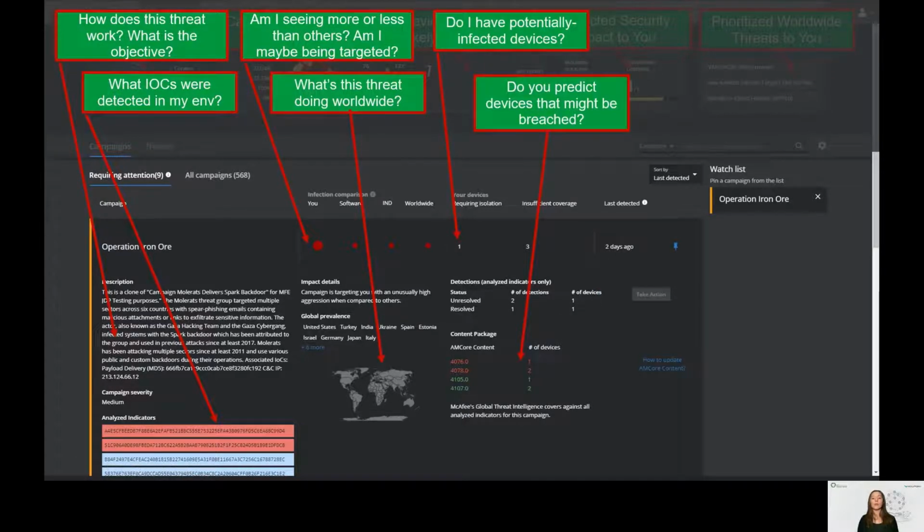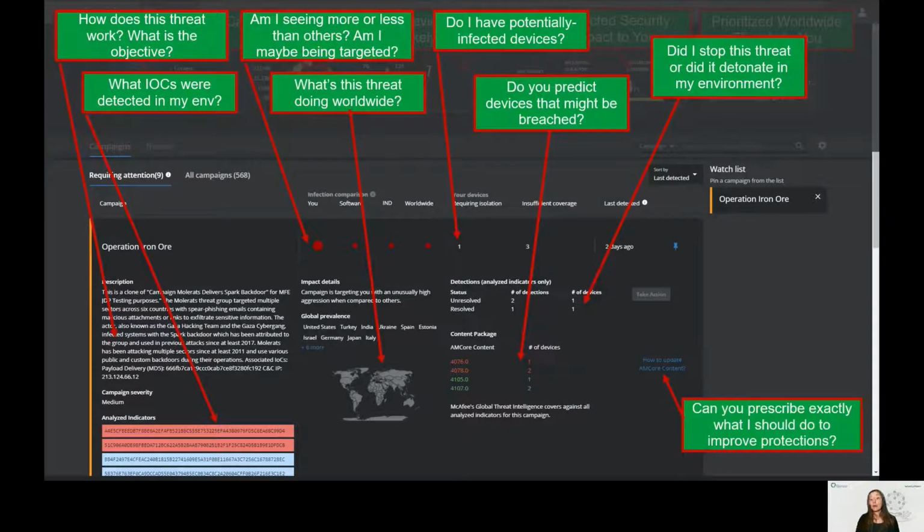In regards to the insufficient coverage, I have a prediction of any devices that could potentially be breached by an attack from this campaign because they do not have the required coverage, those items in red, that content level, to protect against this. And finally, I can understand specifically whether or not it actually detonated within my environment. For my SOC analyst, who may not manage the deployment of this solution and the content, it provides additional information prescribing exactly how he or she can engage with their counterpart or take action to update the content to ensure that those devices that are currently at risk for this campaign are detected.